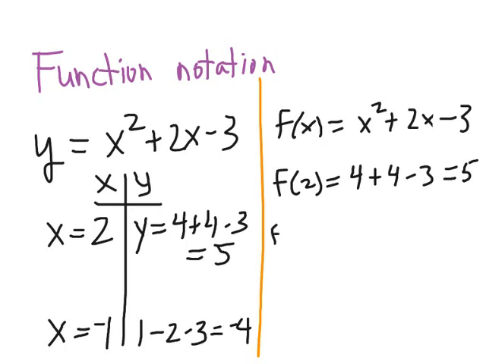And then I can write f parenthesis negative 1. That simply means x is negative 1. Plug in the negative 1, I get 1 minus 2 minus 3. It's still minus 4. Okay, so function notation is kind of a shorthand way of writing the exact same thing and building these tables. And function notation will be very important for us later on in this course.